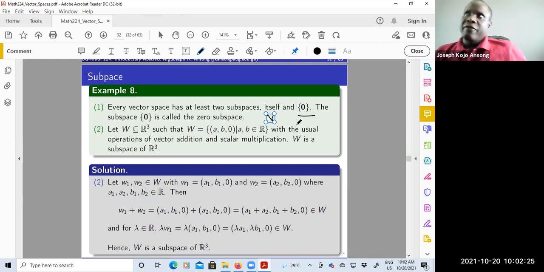So every vector space will always have these subspaces, like we did for groups, right? You have groups and rings. We have the zero ring, right?